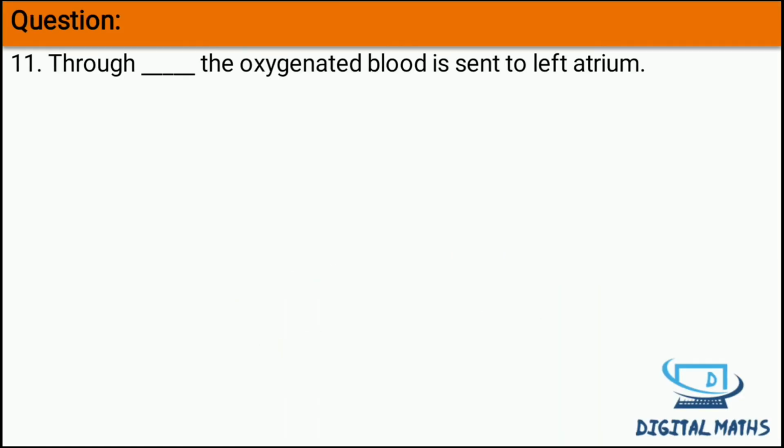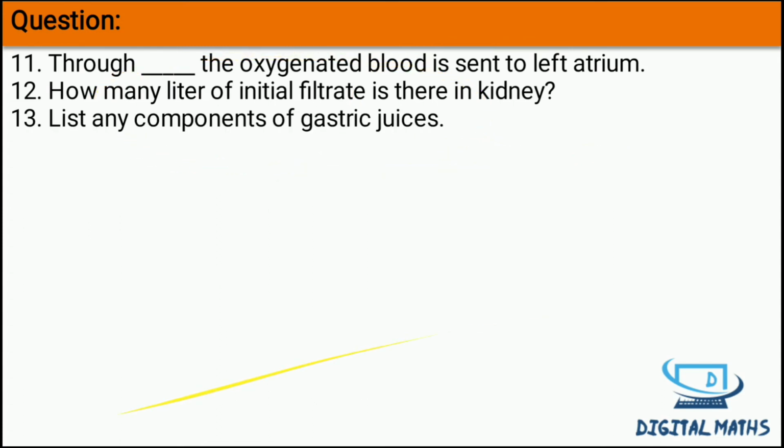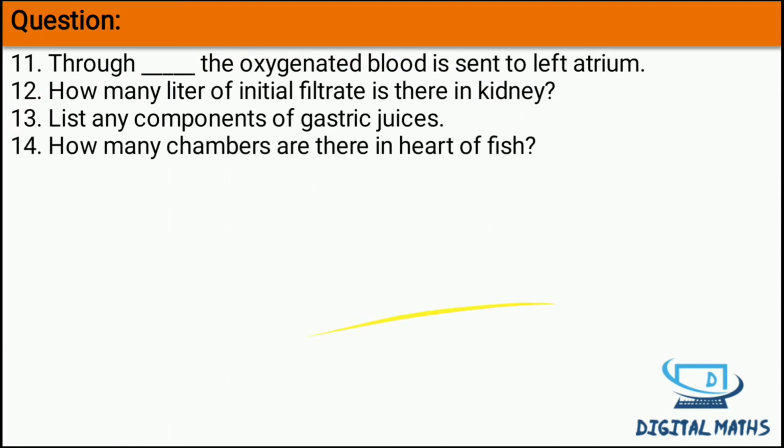Question number 11. Through dash, the oxygenated blood is sent to the left atrium. How many liters of initial filtrate are there in a kidney? List any component of gastric juices. Any means you can tell any one component of gastric juices. How many chambers are there in the heart of a fish?